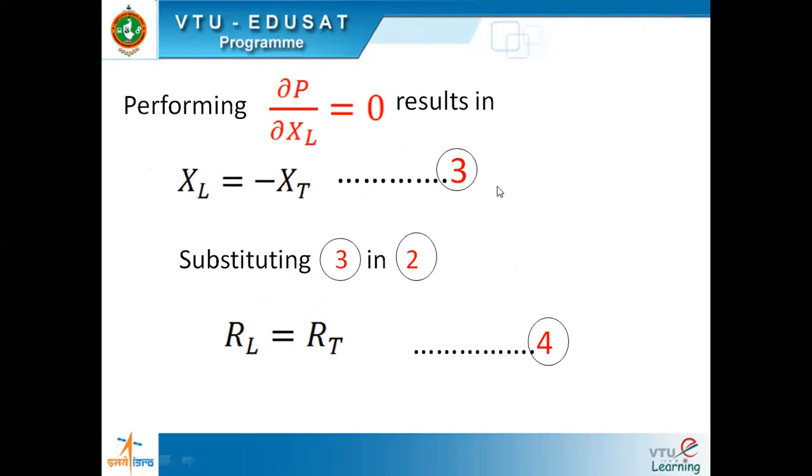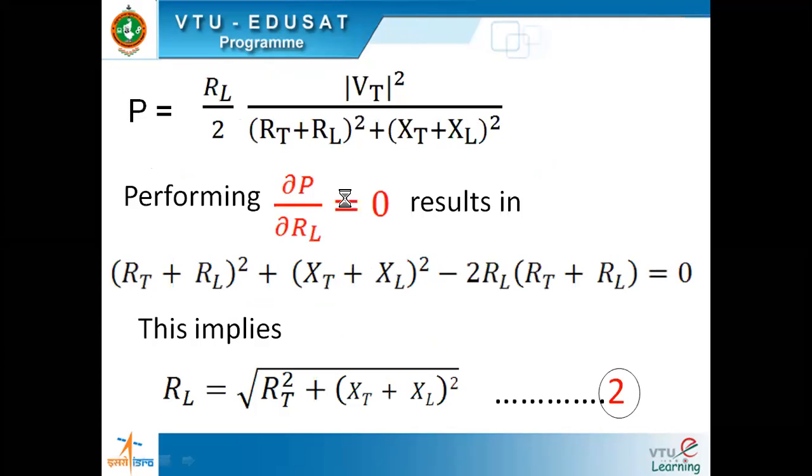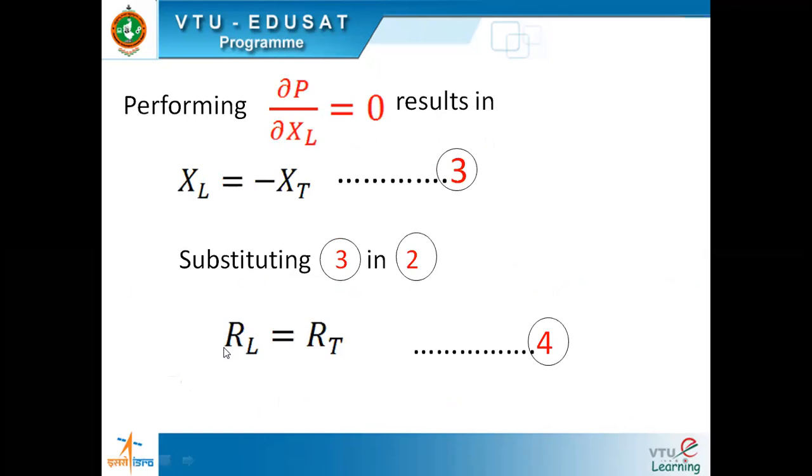Okay, so we have obtained this. Equation number 3 is telling us that when P is maximum by varying XL, the load reactance would be equal to minus Thevenin's reactance. So if you substitute this particular result in equation number 2, what's happening? If I substitute this XL as minus XT, this would become 0. So you'll be left with square root of RT square. So RL is square root of RT square, which means RL is RT.